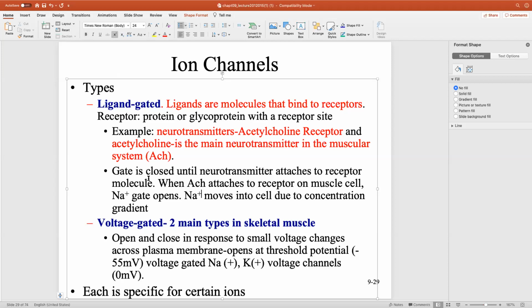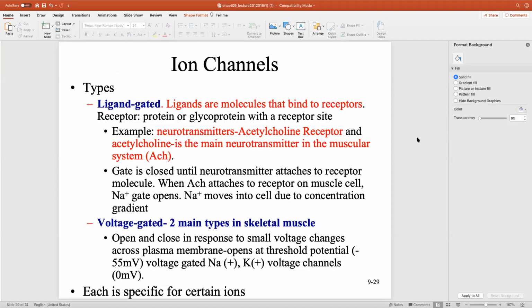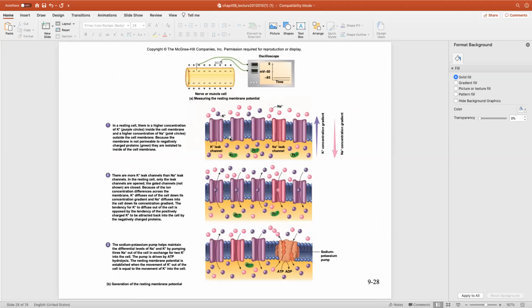Somehow, we need enough sodium to rush in. Let me just move this here so you can see what I mean. So at rest, high sodium on the outside, high potassium on the inside. When I have acetylcholine bind, acetylcholine binding will cause acetylcholine receptors to open up. Sodium goes in. As sodium goes in, well, what happens when sodium goes in?